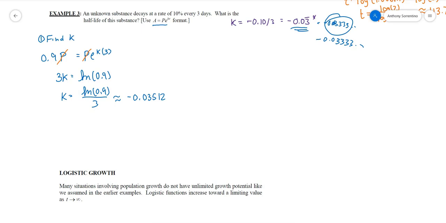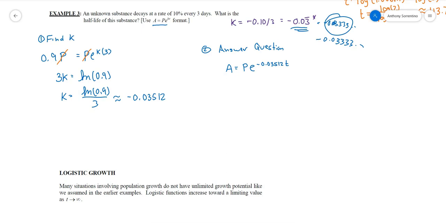When you're looking for times, it's usually not going to make a big deal, but if you're looking for amounts, that's going to cause a bigger issue. So now we're actually able to do part 2, and we're going to answer the question, because we now have the complete formula, A equals Pe to the -0.03512t power. We want to figure out what the half-life of the substance is.